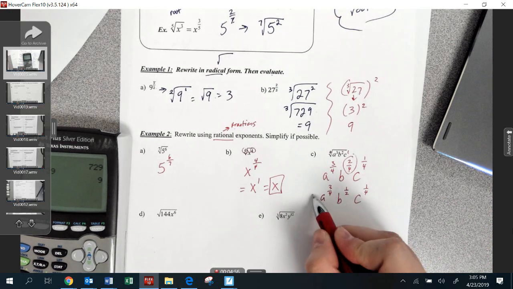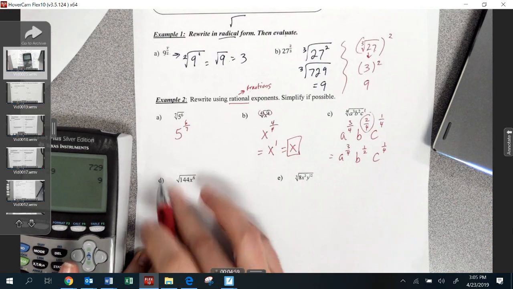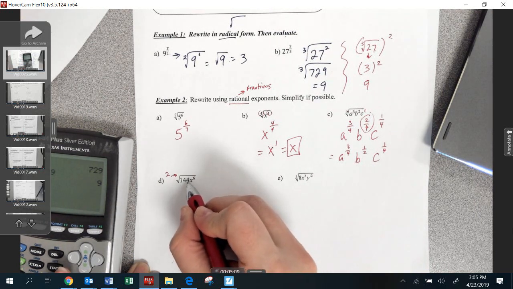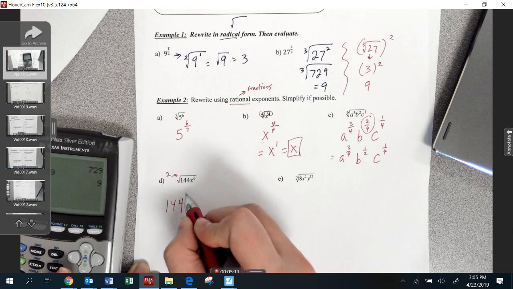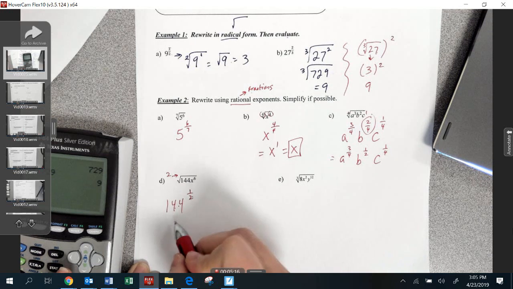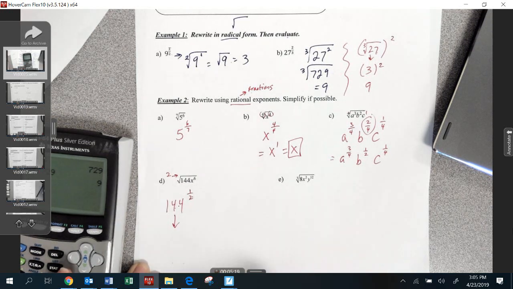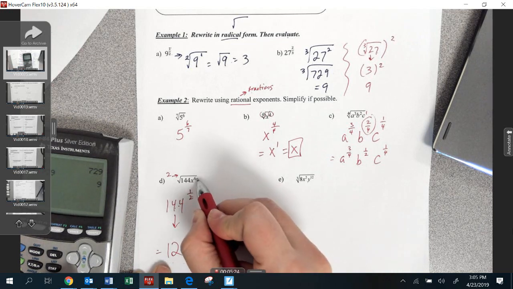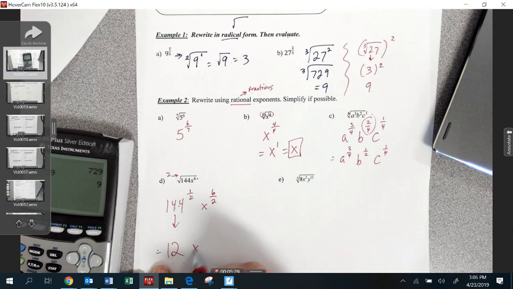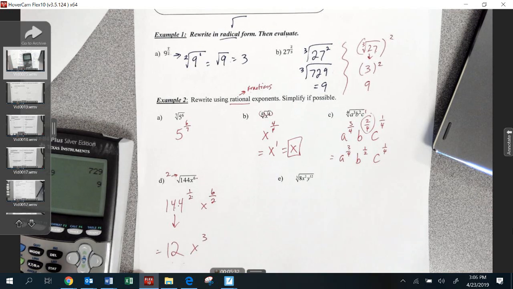For letter D, let's see, I don't see a root, I don't see an index to my radical, which means it's understood to be a square root. And 144, I'm just taking the square root of that. So one way to write that is 144 to the 1/2. Or I can think, what's the square root of 144? That goes down to 12. X to the 6th, and then square rooted becomes x to the 6 over 2, which would just be x cubed.